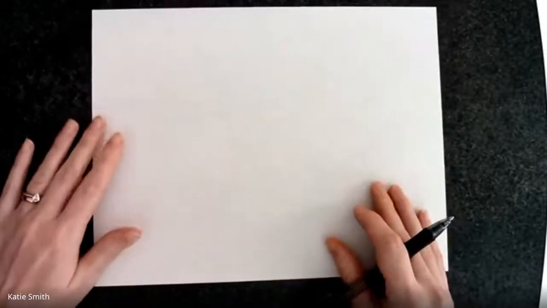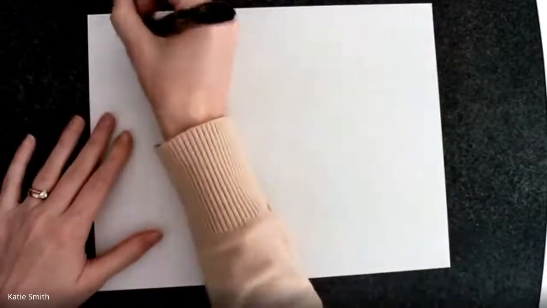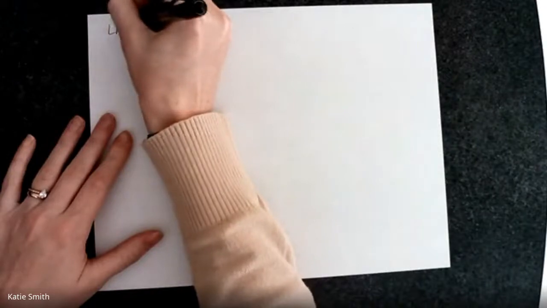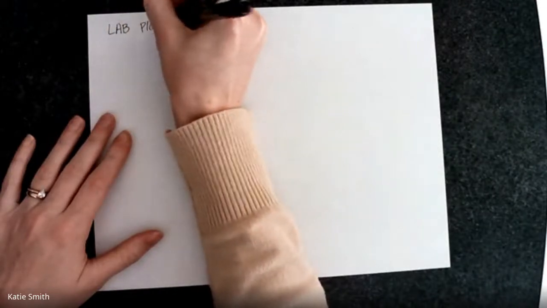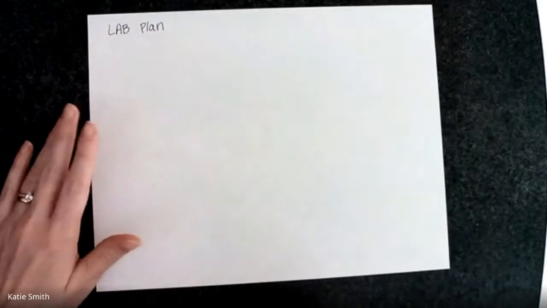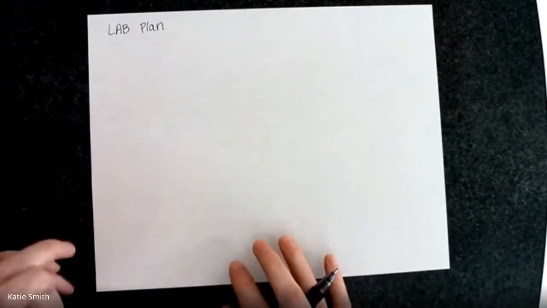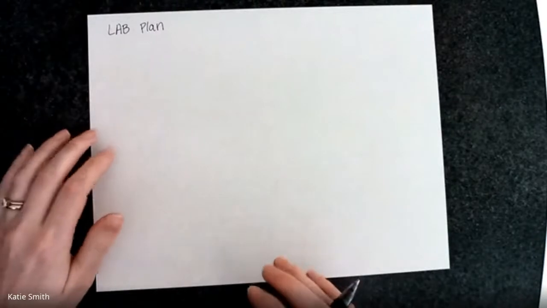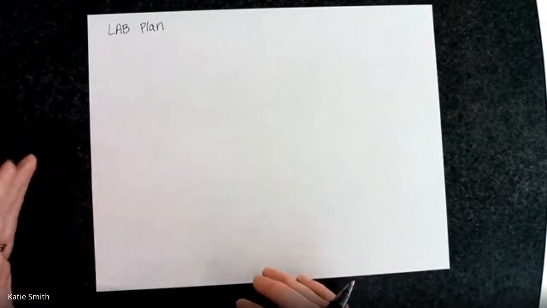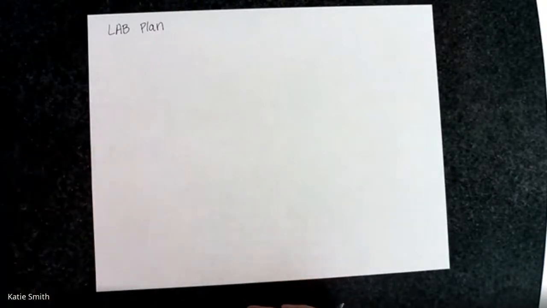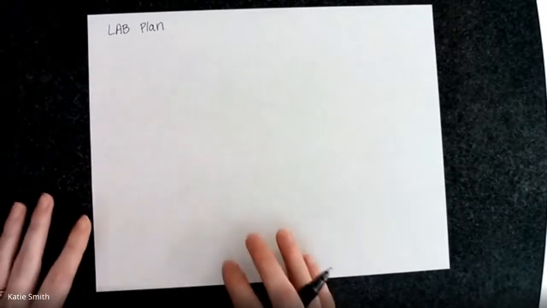Okay, so we are going to be talking about the components of a lab plan. Lab planning is a big thing whenever you are trying to plan an investigation. Whenever we plan our investigations, you are usually given a guiding question and a material.